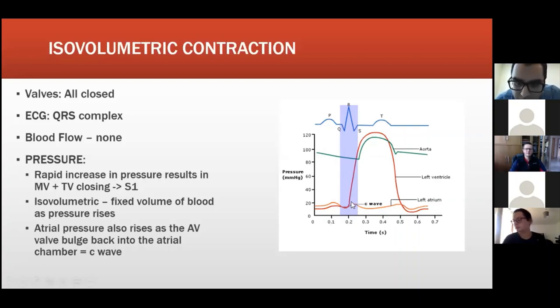quite substantially. So you get a massive rise in pressure, and with that pressure rise, what will happen is the atrioventricular valves will bulge backwards into the left atrium, and that does cause a slight rise in your atrial pressures, and that's reflected here in the C wave. This rapid rise will close the AV valves in this phase. All the valves are closed and there is no blood flow, strictly speaking, in this phase.